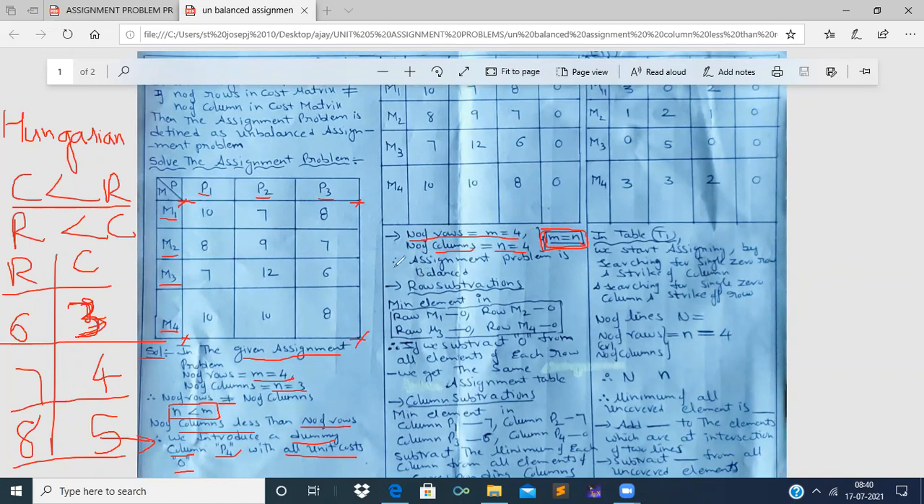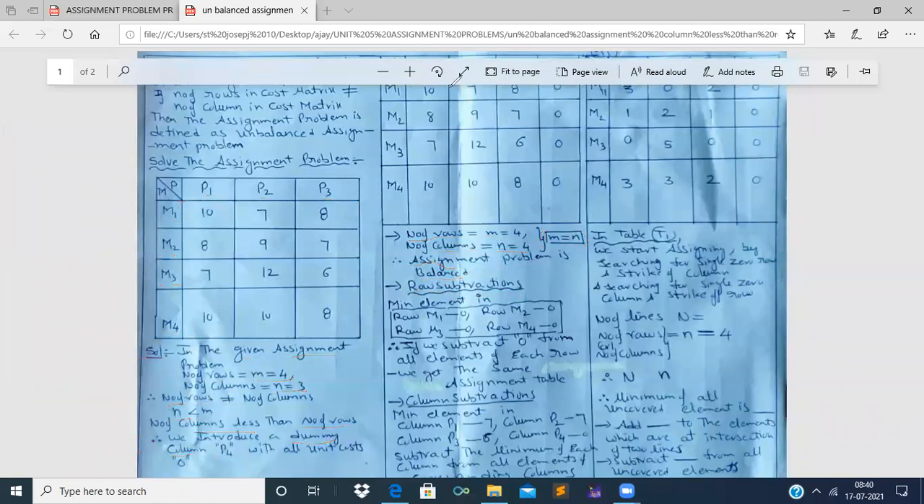So now here we conclude that the assignment problem is balanced, right? Now let us proceed to the next step, that means row subtractions. As soon as the assignment problem is balanced, we have to perform row subtractions.